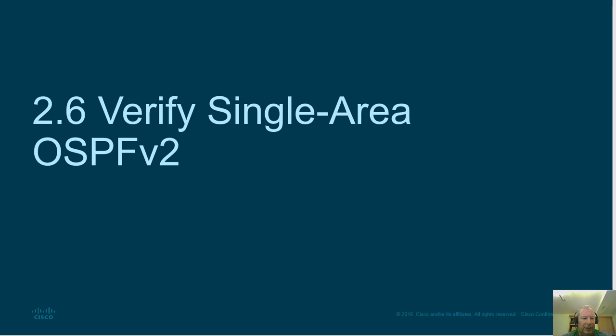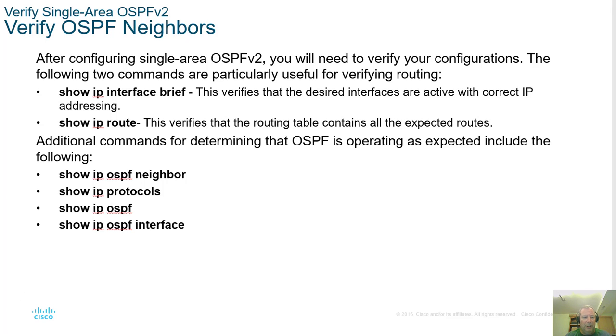CIT 1123, Module 2, Submodule 6, Verifying Single Area OSPF version 2. There's not a whole lot to this particular section, and this is the last section of this chapter or module. It just goes through a couple of show commands that you want to be familiar with. It's nice to take a look at these.